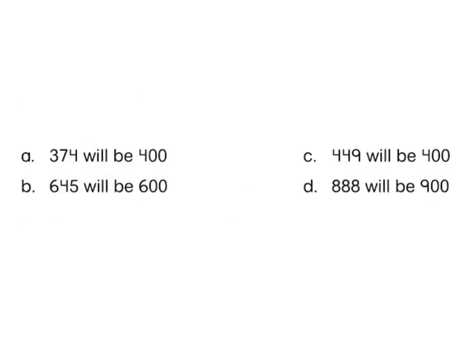So for example, number C, if the number is 449, since the digit in the tens place is 4, which is less than 5, this number will be rounded off to the previous 100. So the 100 that comes before 449 is 400. So 449 will be rounded off to 400.